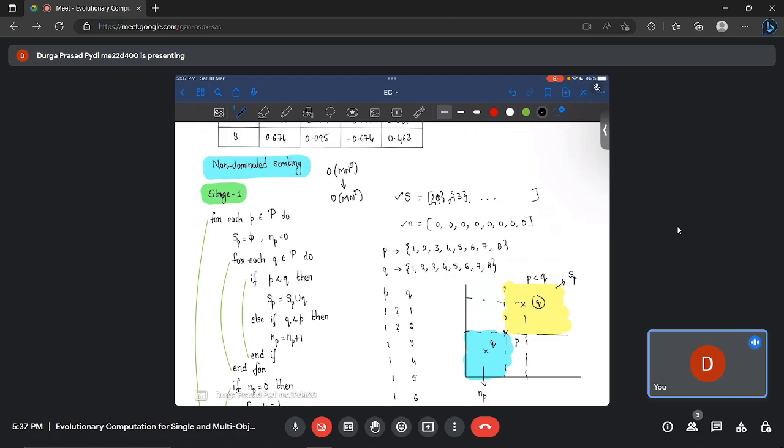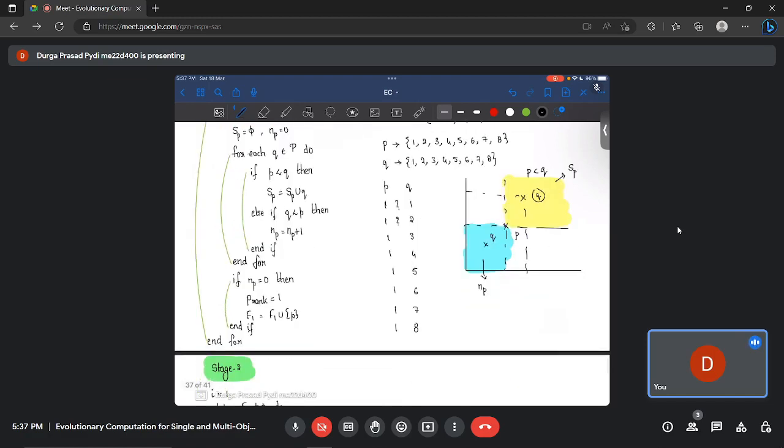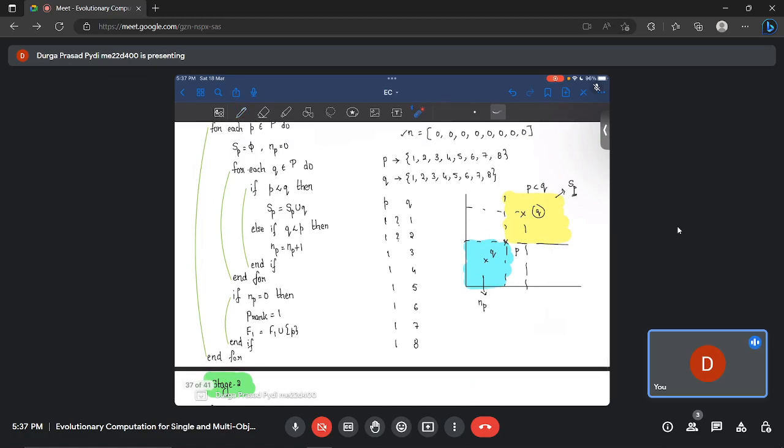Now instead of repeating it every time, we are storing the individuals which are getting dominated by a given individual in SP. By storing this, we will utilize them in the next stage to determine the rank of individuals. So if you happen to see, once you populate both the values of SP and NP, the next step is you compare whether the value of NP is equal to 0.